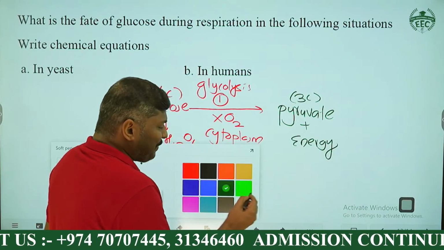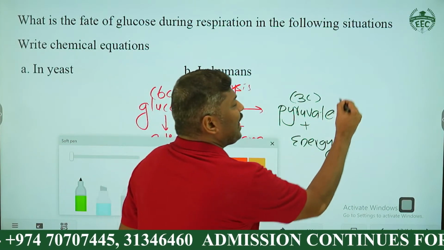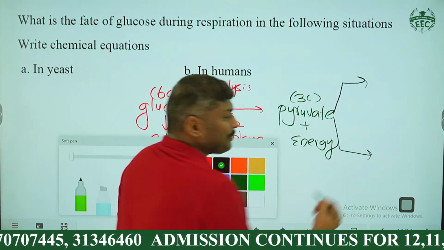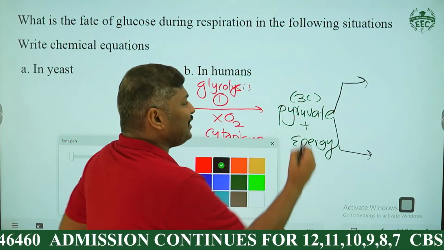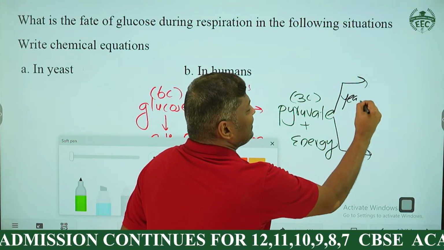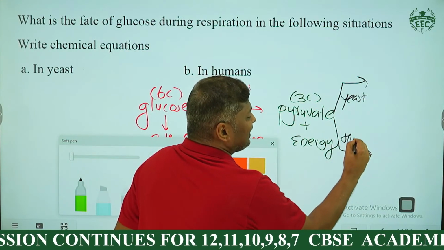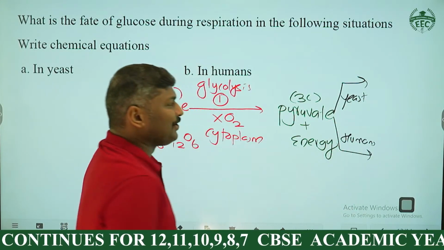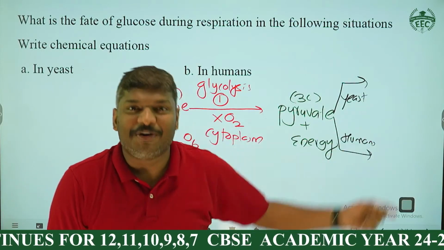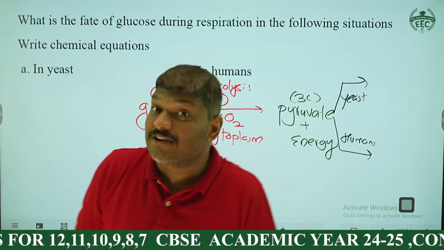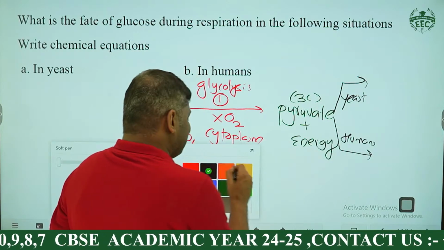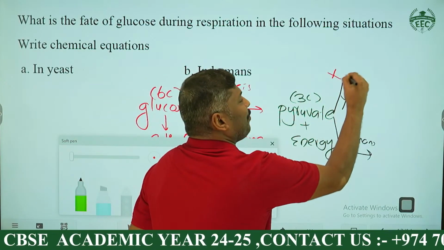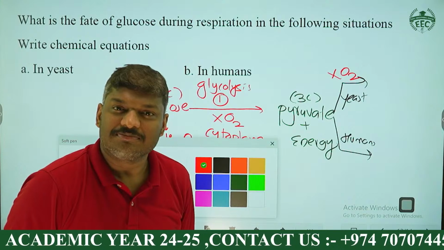And from here I am going to make 2 arrows, my dear students. What are the 2 arrows? Because in the question paper there are 2, A and B. What is A? It is in yeast. And what is B? It is in humans, my dear students. Here you can see what will happen in yeast and what will happen in humans. Both are different, right? In yeast, is it aerobic or anaerobic, my dear students? It is anaerobic, in the absence of oxygen.